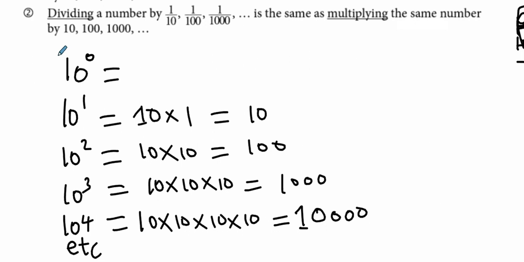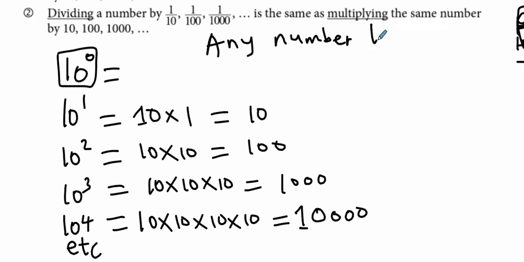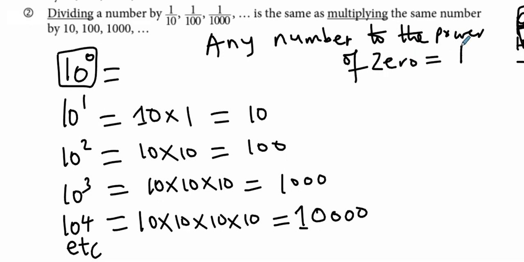What about 10 power 0? You should remember this: any number to the power of 0 equals 1. So that means 10 power 0 will be equal to 1. See that? Any number to the power 0 equals 1.